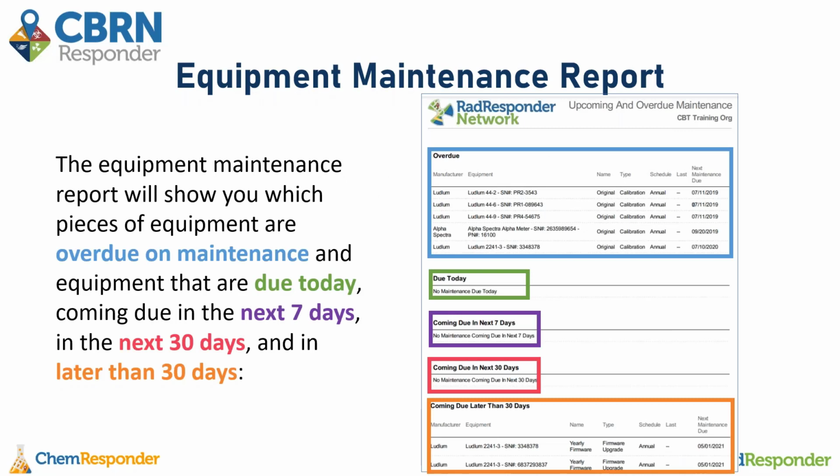This is an example of an equipment maintenance report. So it will show you and list out the pieces of equipment that are overdue on maintenance, which is in blue. Any pieces of equipment that are due today, coming due in the next 7 days, coming due in the next 30 days, and maintenance that are coming due in more than 30 days.